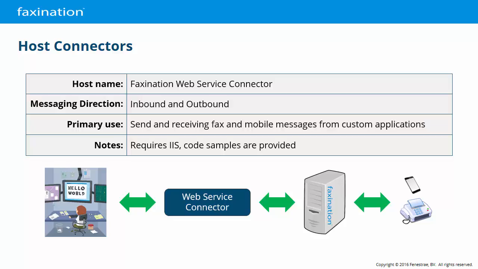Your developers don't need to know how to communicate with a Brooktrout card or a fax-over-IP gateway. Fenestre has already done that work, so you don't need to reinvent the wheel. This connector requires IIS to be available on the fax server to create the web service URL, and we provide detailed code samples and compiled binaries that fully demonstrate how it all works. We also see some code samples later in the training.